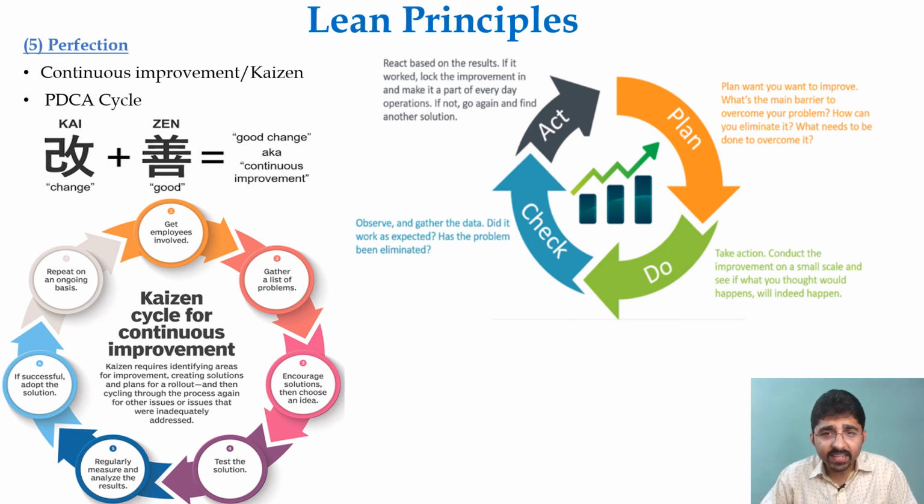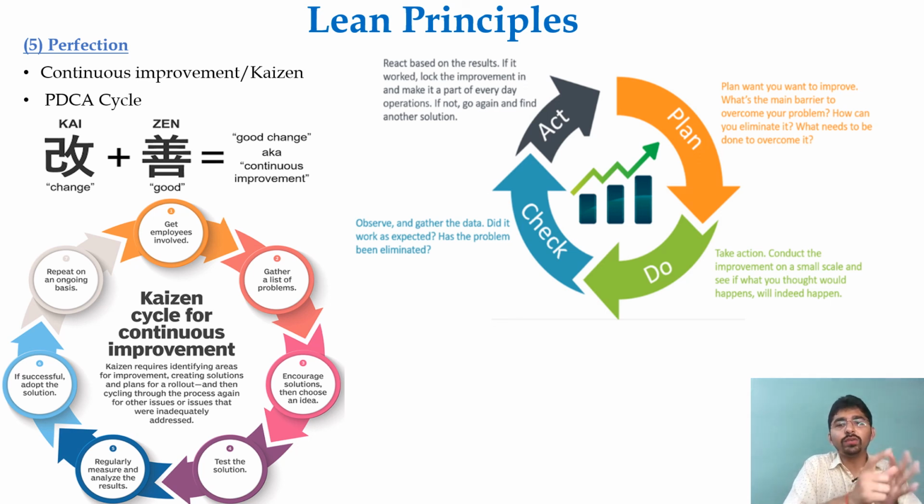Okay. The second is do, to take action. Conduct the improvement on a small scale and see if what you had thought would happen will indeed happen or not. So you need to check whether whatever you have planned is doable or not. In the third step, check, I am going to observe and gather the data. Did it work as I expected? Has the problem been eliminated?